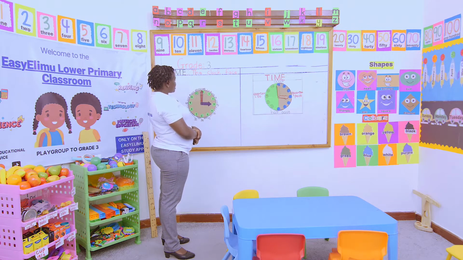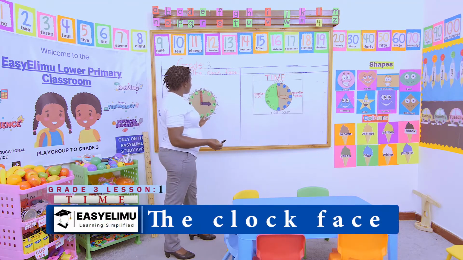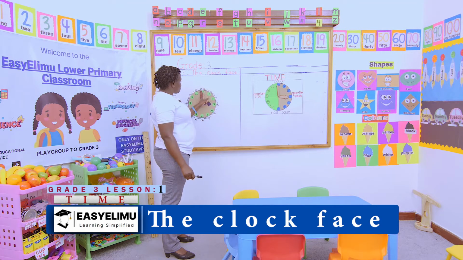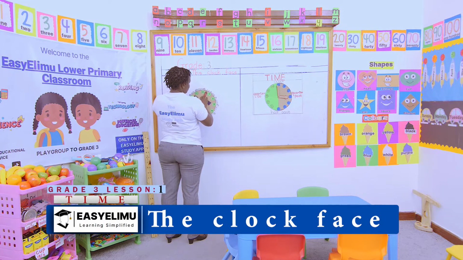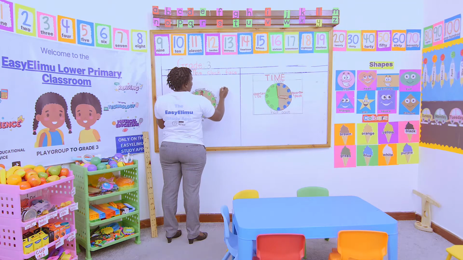long hand and the short hand. The long hand represents the minute hand, and the short hand represents the hour hand. So what do we say about the clock face? When this minute hand moves from 12, it moves in the clockwise direction, moves around as it counts. When you count until you come back to this, we say it has covered 1 hour.